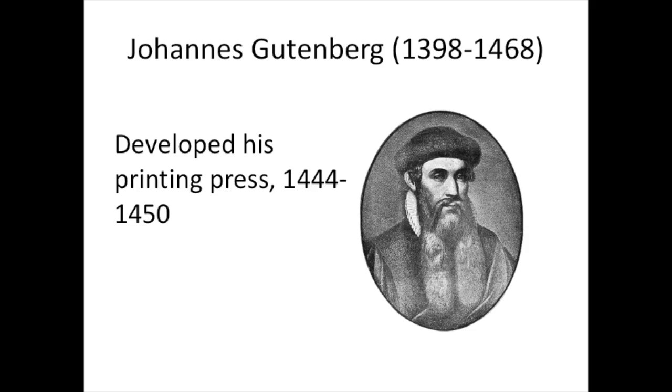Okay, so we're going to start with Gutenberg. He develops his printing press in 1444 to 1450. So this is huge because before that, books were very rare and very expensive, and very few people had access to them. Once you get movable type, a lot more people can have books.